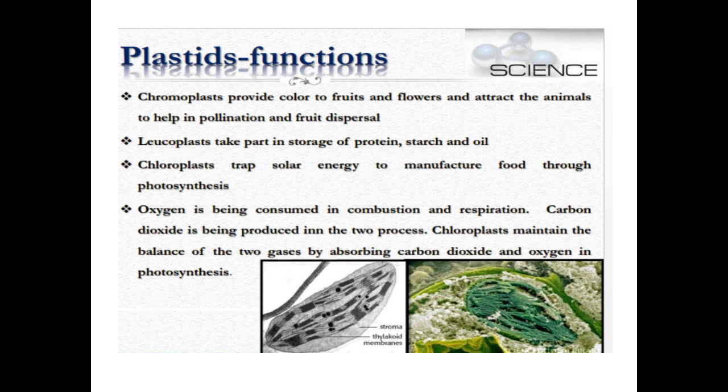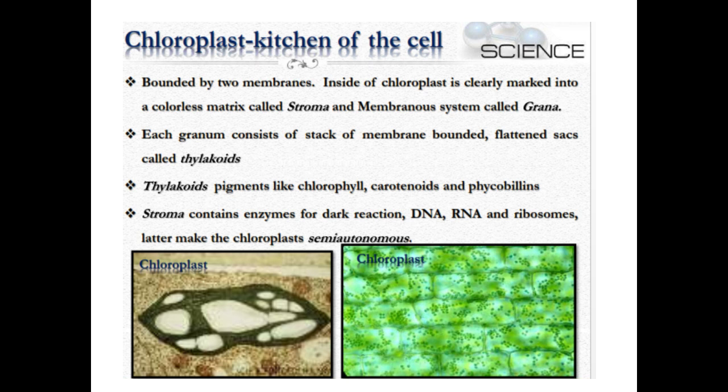Can you understand, children? Yes. So chloroplast is the main thing, and this is the kitchen of the cell, as everything is happening because of this chloroplast, that is the coloration and the gas exchange in photosynthesis all happen with the help of chloroplast. These chloroplasts are bounded by two membranes.